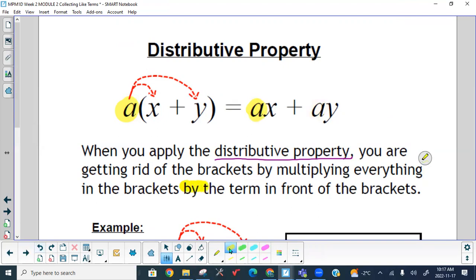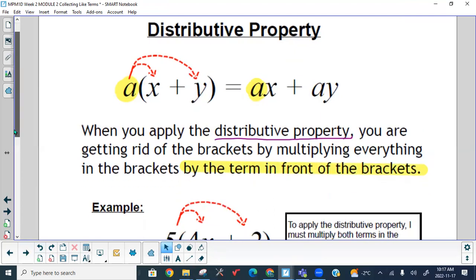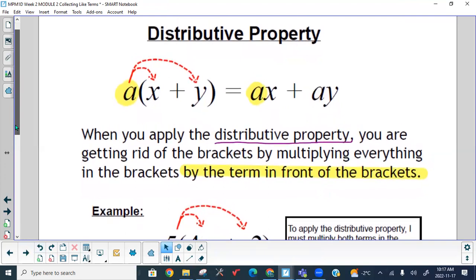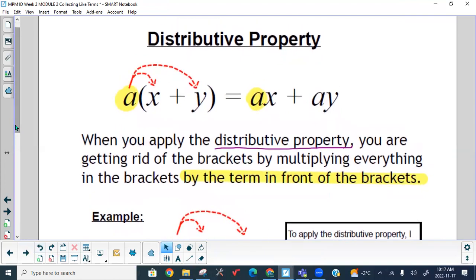So by the term in front of the brackets. So please write that in your definition, and we are going to solve for the area in a second.